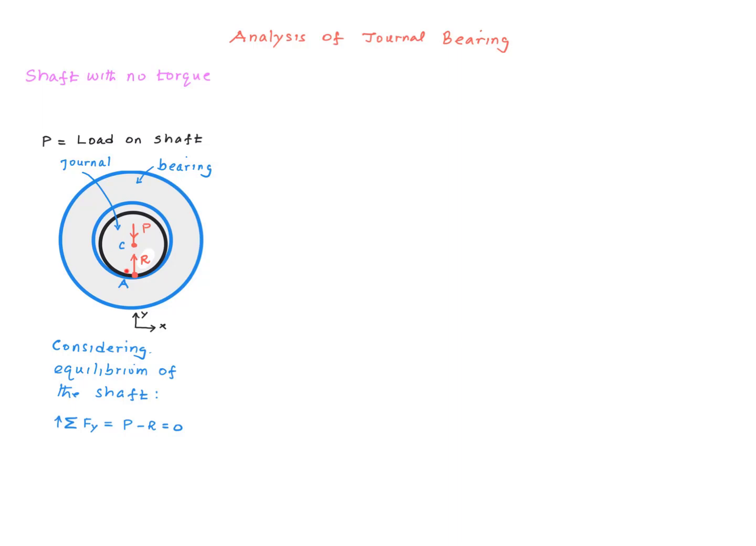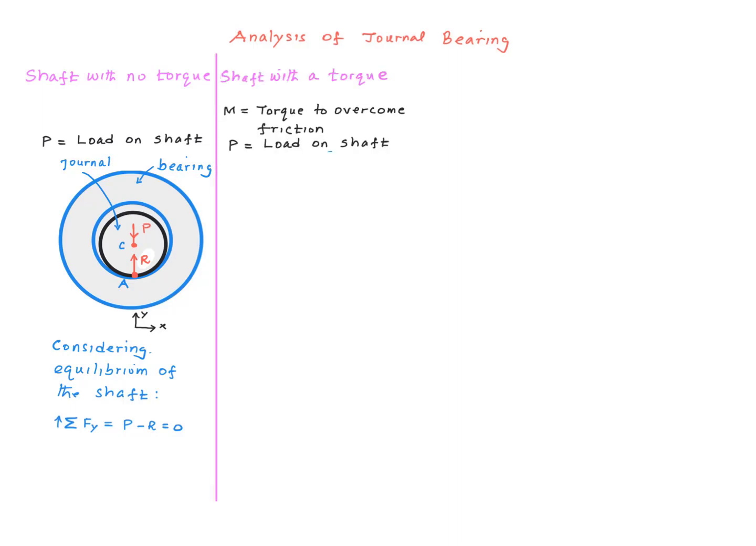Since the shaft is not subjected to a horizontal applied force or a torque, the equilibrium equation in the vertical direction says this P and R must be equal in magnitude and opposed in direction, right? Therefore, if P is vertical, R has to be vertical, and these two points, point C, which is the center of the shaft, and A, which is the contact point between the shaft and the bearing, must be on a vertical line. Now let's consider a shaft with a torque.